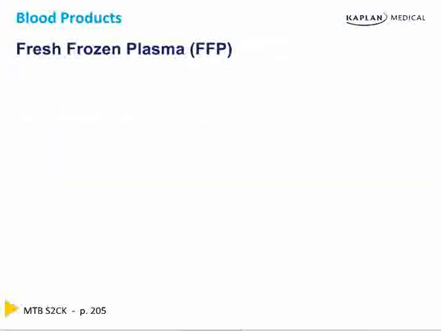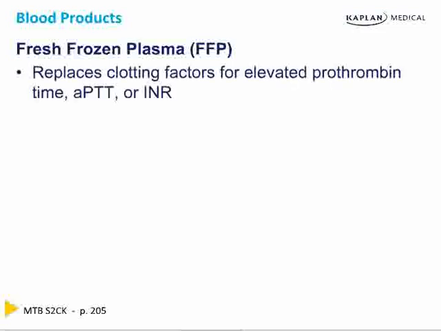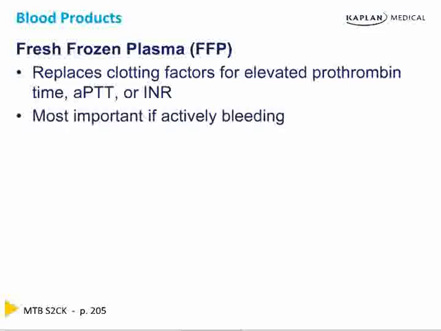Fresh frozen plasma is 150 mLs of plasma that we take out to make the packed cells. It replaces clotting factors, and you use it when there's an elevated prothrombin time, APTT, or INR. Most important, it is used when you're actively bleeding. We rarely use FFP if people are not bleeding because the clotting factors don't last forever. They last for a day or 2. Some even last for hours.